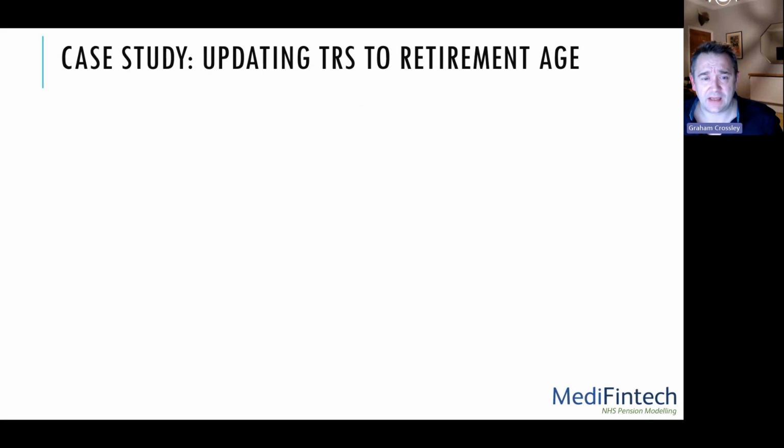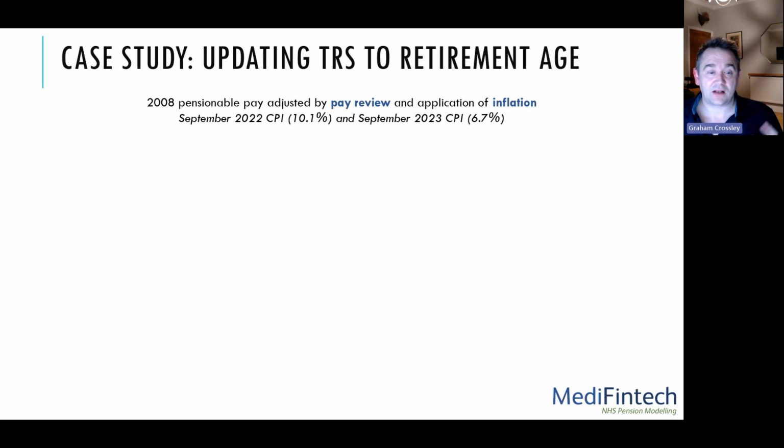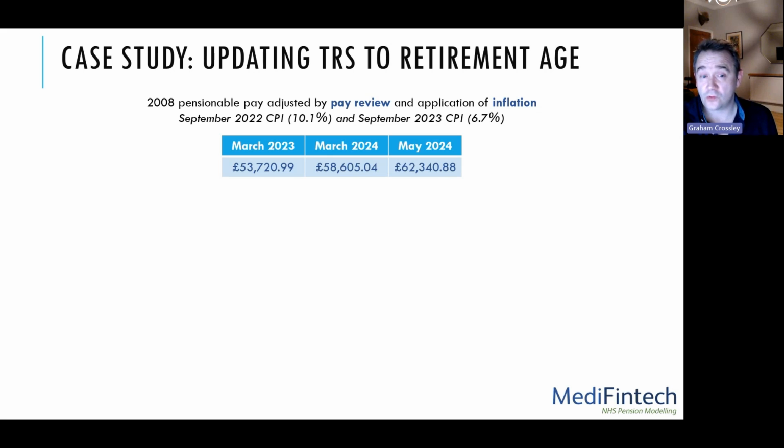So let's look again at that case study. If you remember rightly, when we were going through the 08 benefits and how to calculate pensionable pay, that was only up until the 31st of March 2023. So if we actually build that up to retirement age, which for this member is 60 this year, that pensionable pay has been adjusted by a bit of a pay review, but also the application of this inflation at 10.1% and 6.7%. So whereas before, in March 2023, the pensionable pay was 53,720, we see that go up a bit to 58,605, and then up significantly to 62,340. Not much of a difference in time span, but a significant change in pensionable pay.